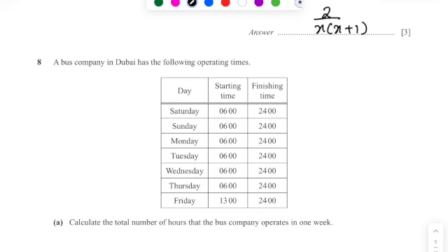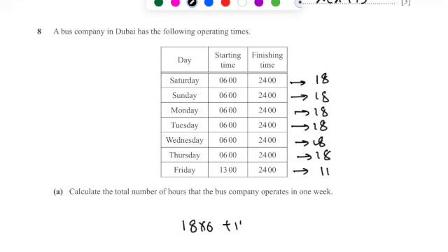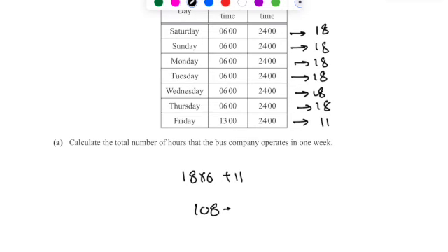A company in Dubai has the following operations. Calculate the total number of hours the bus company operates in 1 week. Starting time and finishing time. Over here it is going to be 18 hours, and over here also 18 hours. Here also 18 hours, and each of these days is 18 hours. But this one is only nothing but what? 11 hours. So what am I going to do? It's 18 times 6 plus 11, which is 108 plus 11, 119. So 119 hours is going to be the total working time.